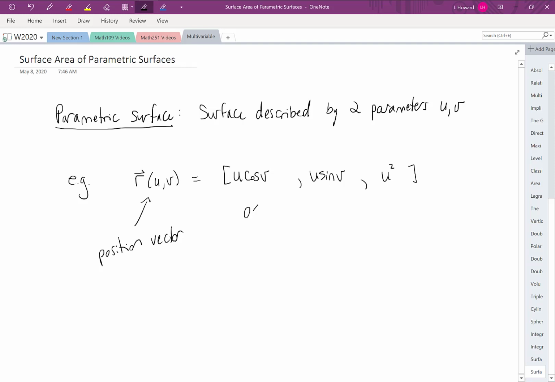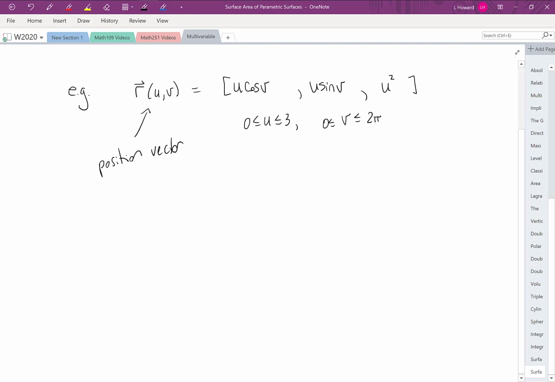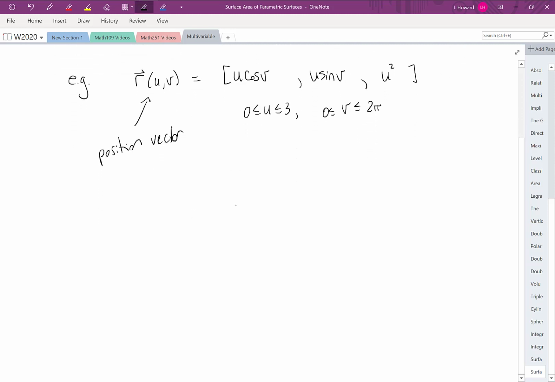So let's say for this example, u ranges from 0 to 3, and v ranges from 0 to 2 pi. So in order to understand this particular parametric surface, let's try graphing it. So we're in 3D, and our surface is a two-dimensional collection of points. So let's see if we can start plotting some of these. The way I might approach this is I would think first about what happens when u equals 0. So if we just plug u equals 0 in here, we get 0, 0, 0. Meaning we're just getting the origin.